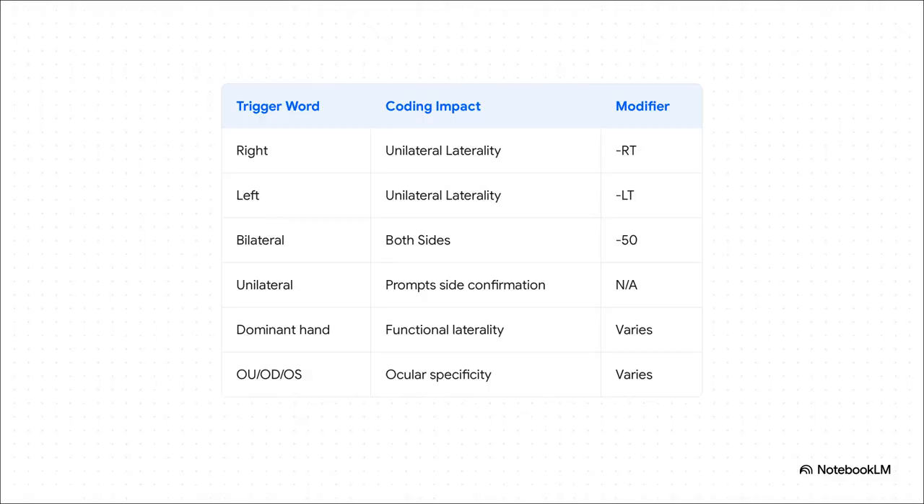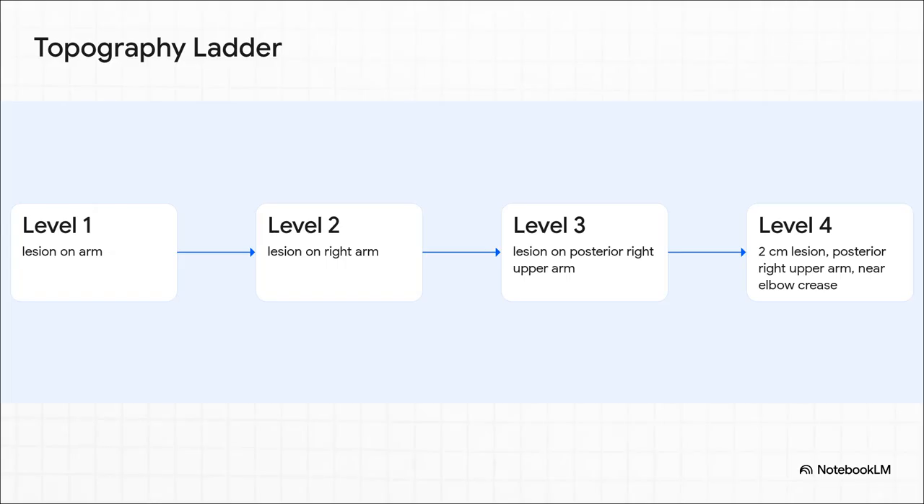Look at how these specific words map straight to exact coding modifiers. Catching words like right or left dictates using the -RT and -LT modifiers. Spotting the word bilateral triggers modifier -50. Even functional terms like dominant hand in extremity contexts, or ocular terms like OU, OD, and OS for the eyes, those are massive clues. Missing these exact trigger words is going to force you into unspecified, unpaid codes, and nobody wants that. Let's move over to the topography specificity ladder and see how this builds up.